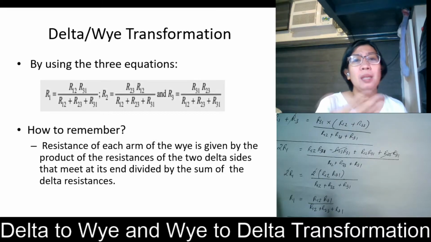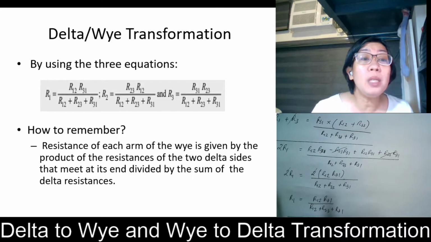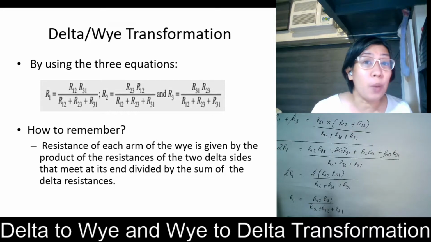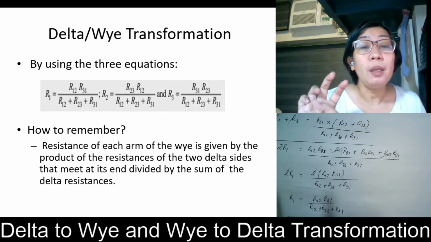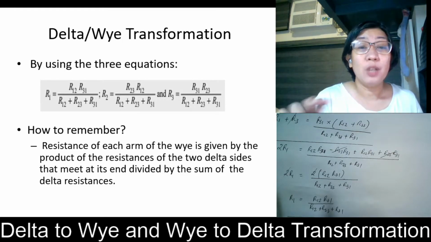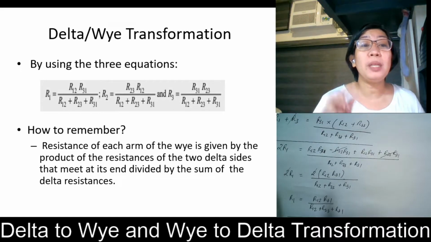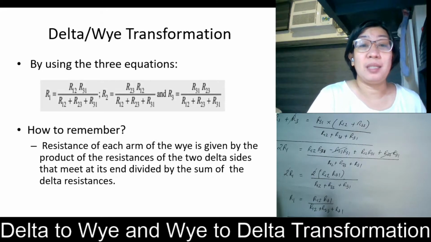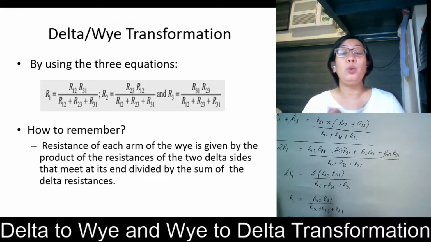For example, this is R12. Why is it called R12? Because it is connected both at point 1 and point 2. Why is it named R31? Because it is connected both at point 1 and point 3. So what are the two resistances that are connected at point 1? That is R31 and R12. So the resistance of each arm of the Y is given by the product of the resistances of the two delta sides that meet at its end, divided by the sum of the delta resistances. That is just how you are going to remember converting from delta to Y.